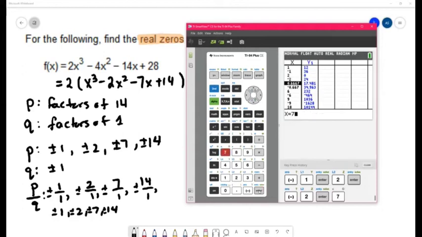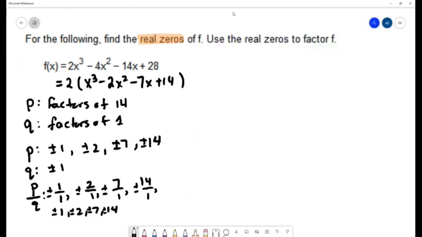Let's go ahead and do the rest. 7 and negative 7, 14 and negative 14, and that's the only one. So I've identified 2 as a zero of our polynomial function. So now that I've identified 2, I'm going to reduce our polynomial by 2. So I'm going to use these coefficients, 1, -2, -7, and 14.